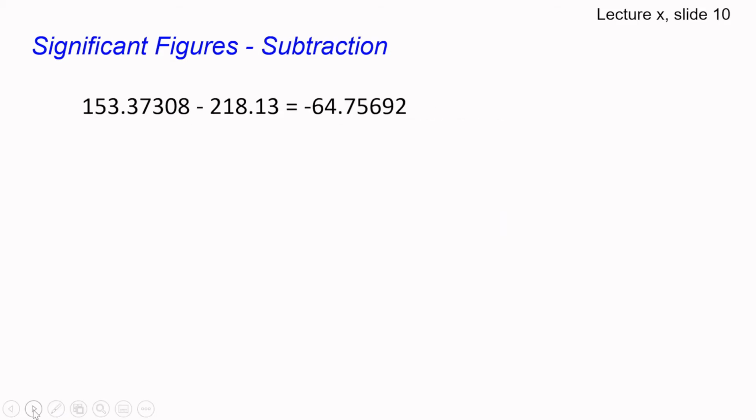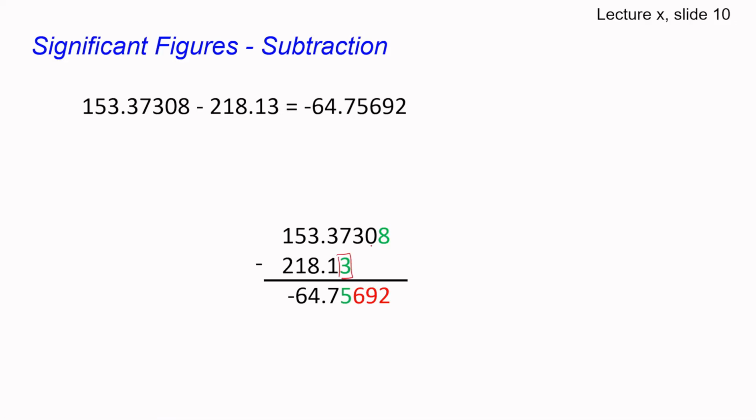It's the same with subtraction. We're going to take the largest uncertainty. Here our largest uncertainty is at 3 compared to that 8. So that uncertainty is here. That 6, right? When we look at this number, when we're going to get rid of all these red numbers here, we have to look at it: does it round up? And the answer, of course, in this one is yes, it rounds up. So our answer is minus 64.76.